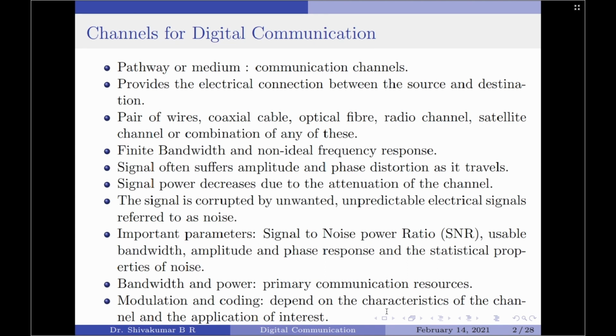In fact, the details of modulation and coding used in digital communication systems depend highly on the characteristics of the channel as well as the application of interest. Other channel characteristics of particular concern are the degree to which the amplitude and phase responses of the channel are determined, whether the channel is linear or nonlinear, and how free the channel is from external interference. In this particular session, I will be discussing these issues in the context of five specific channels, which are telephone channels, coaxial cables, optical fibers, microwave radio, and lastly, satellite channels.